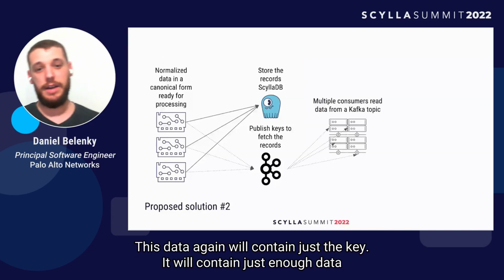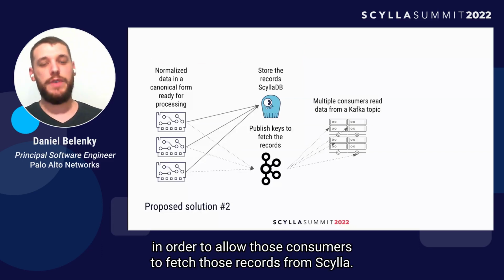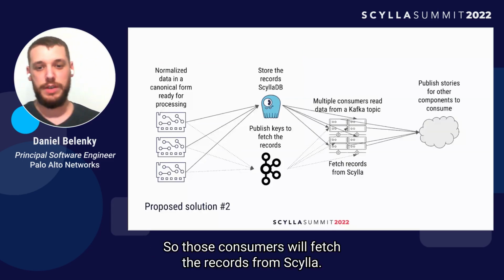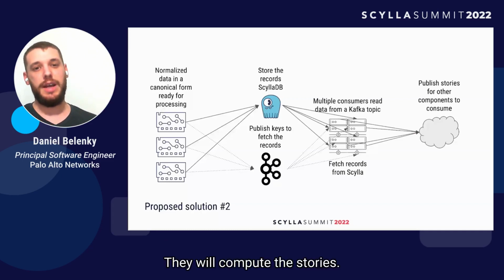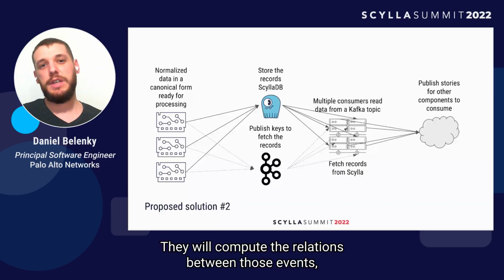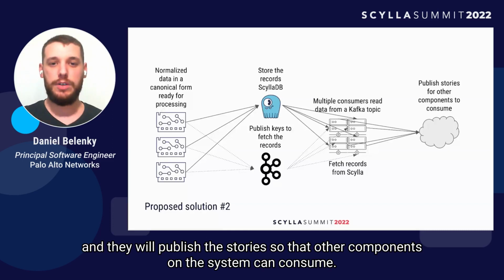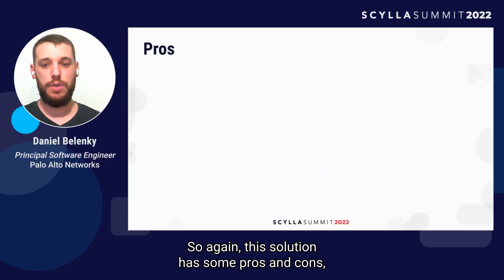This data, again, will contain just the key. It will contain just enough data in order to allow those consumers to fetch those records from Scylla. So those consumers will fetch the records from Scylla. They will compute the stories. They will compute the relations between those events, and they will publish the stories so that other components on the system can consume. So again, this solution has some pros and cons.